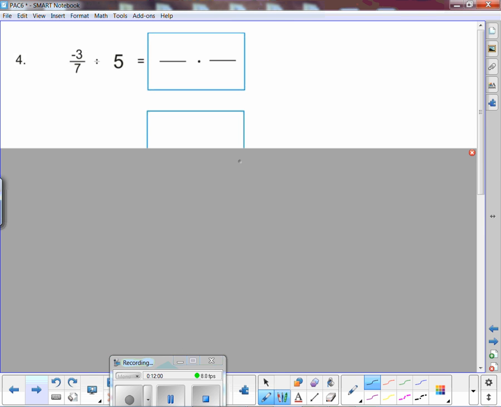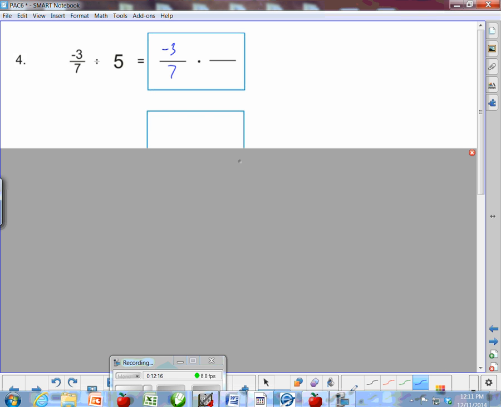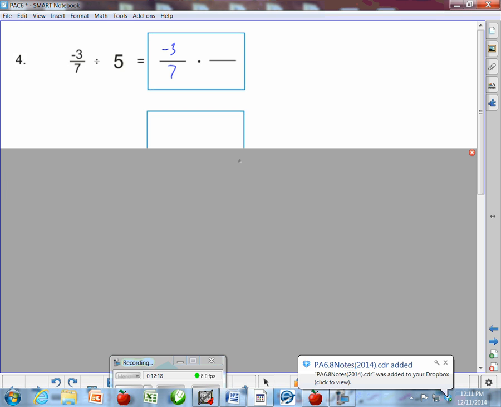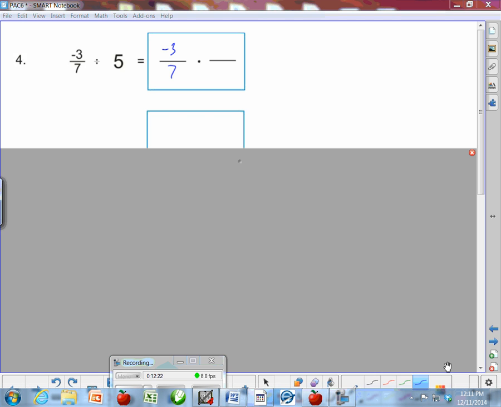Let's do a few more and see if we can get things down. Oh no, I'm shaking in my boots. We got a whole number. I think I'll write the first one as negative 3 over 7. By the way, is our final answer going to be positive or negative? Negative. It is going to be negative.